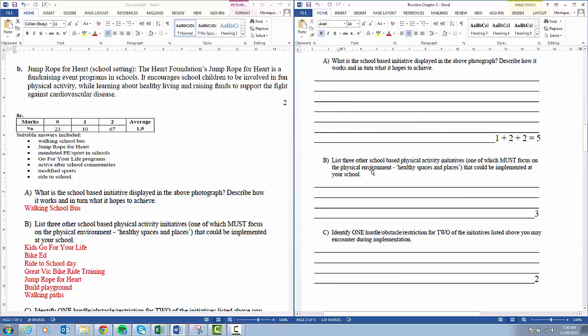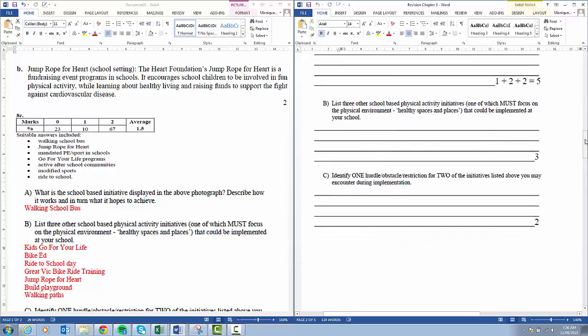I don't really understand what they've done here. One which must focus on the physical environment, healthy spaces and places that could be implemented at your school. I don't know if that just means something like bike education is focusing on the physical environment. I don't know if that's what that means. But again, a couple, and they will never ask you 3. I would just go with, if you've got something like that, Jump Rope for Heart, walking to school bus if that's an option, and mandated PE lessons. That would be the 3 that I would go for.